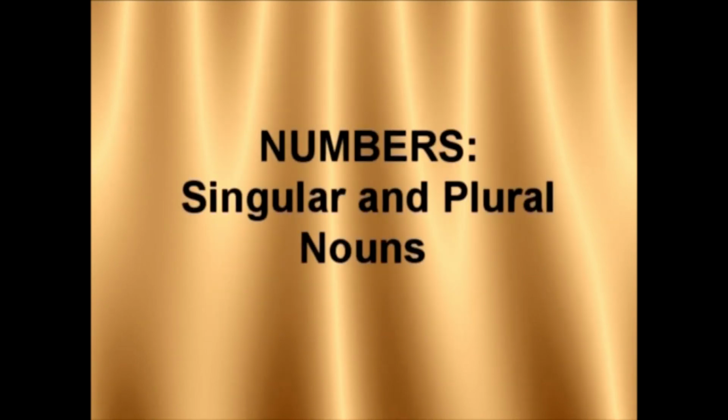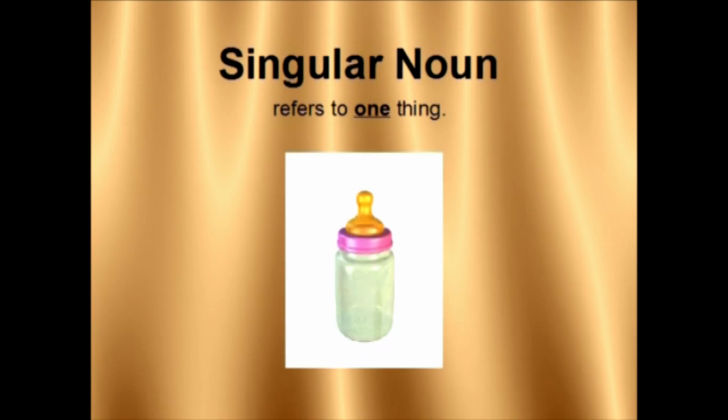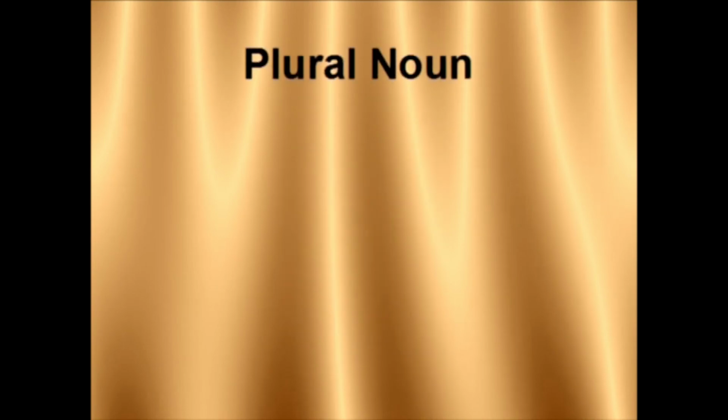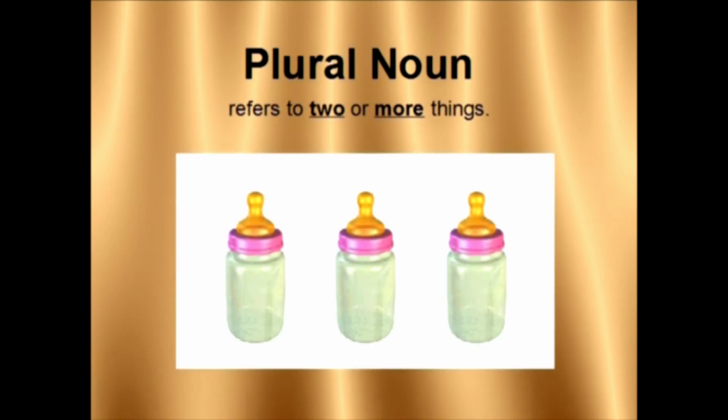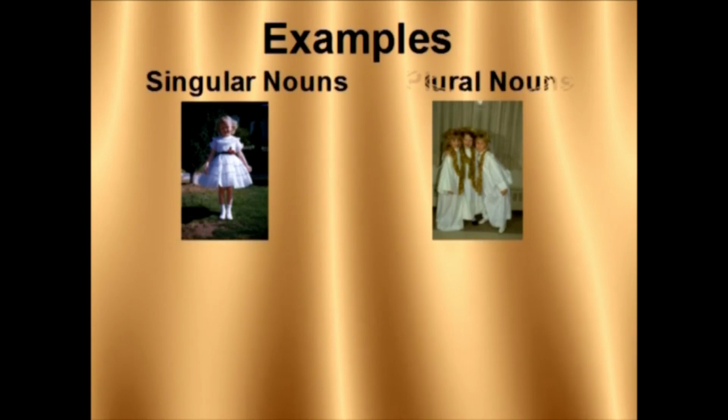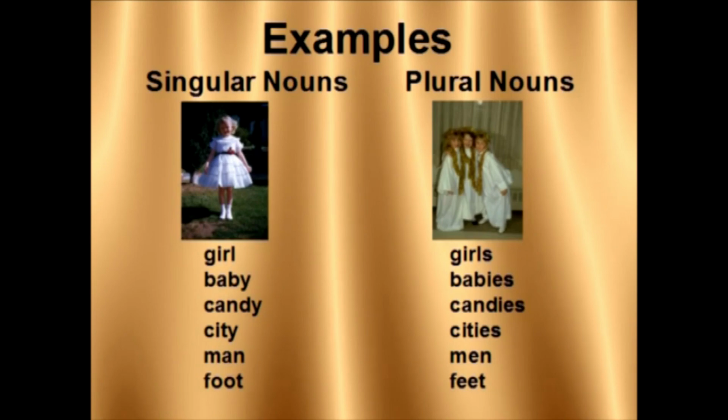Nouns also have number, singular or plural. A singular noun refers to one thing, while a plural noun refers to two or more things. Note the following examples. For singular: girl, baby, candy, city, man, foot. For plural: girls, babies, candies, cities, men, feet.